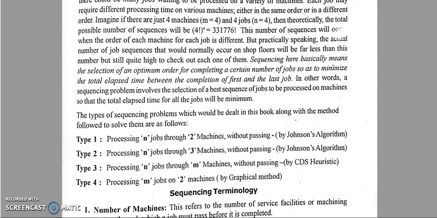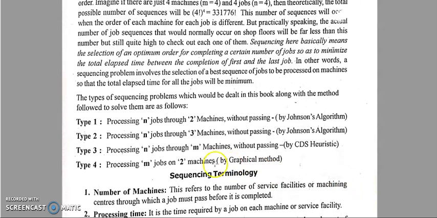In this particular chapter we have four kinds of problems. It is all about numericals. Type 1 is processing of n jobs through two machines. The second is processing of n jobs through three machines. The third kind is processing of n jobs through m machines, and the last is processing of m jobs on two machines. The first two are solved by Johnson's algorithm, the third by the CDS heuristic, and the last kind by the graphical method, as we will see.